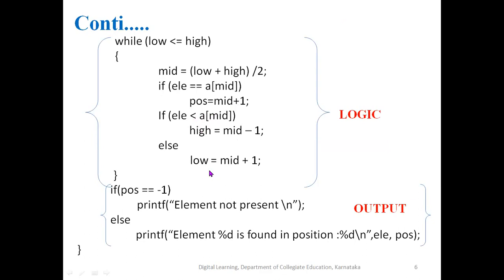Once control comes out of the loop, we have the output statement. If pos is equal to -1, print element not present or not found. Otherwise, we print the element found at position pos.